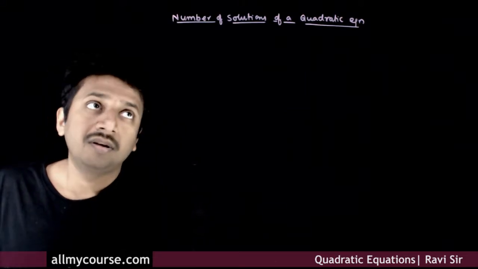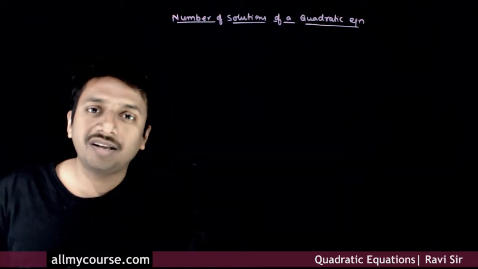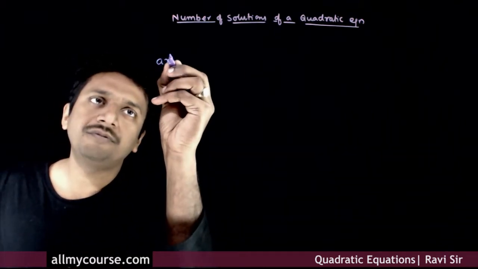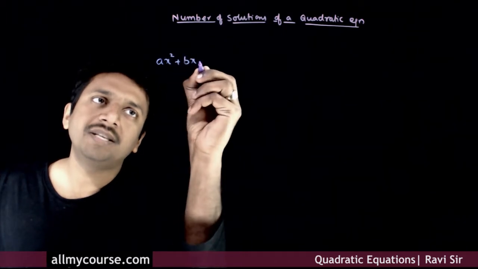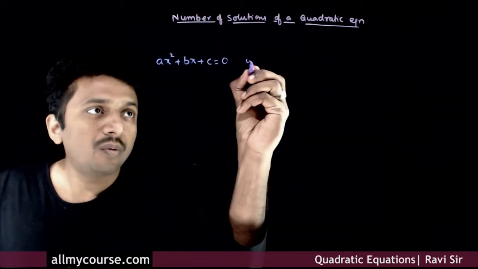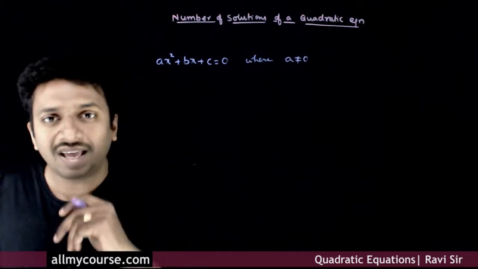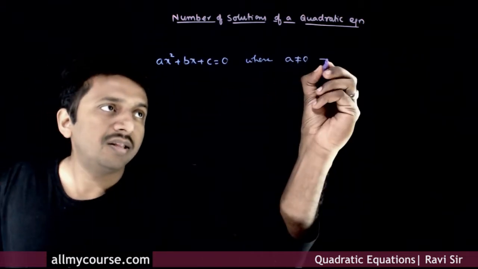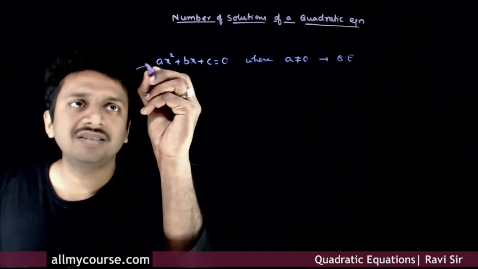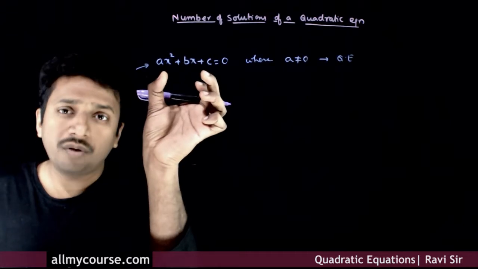So welcome students. In this topic, let us look at the number of solutions of a quadratic equation. If you have an equation of the form ax square plus bx plus c is equal to 0, where a is not equal to 0, then this equation is called a quadratic equation. We have seen this in the definition. a, b, c are the coefficients.